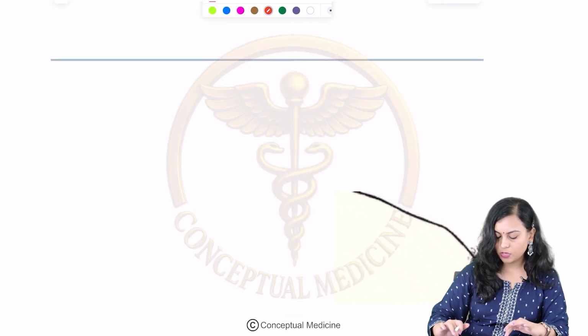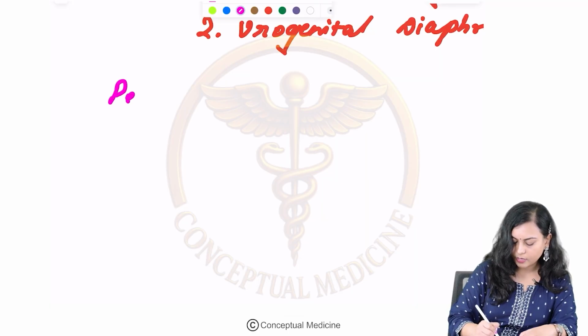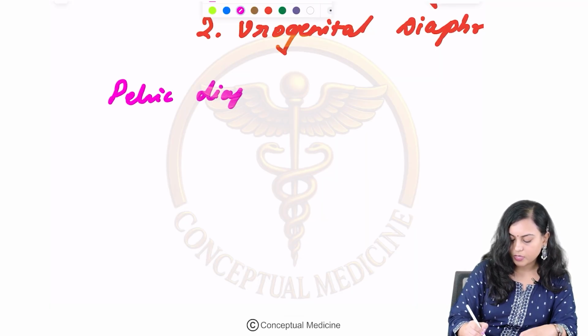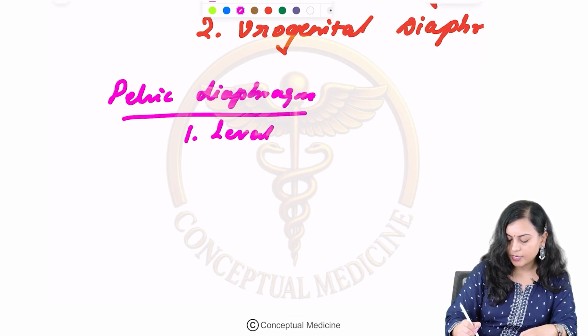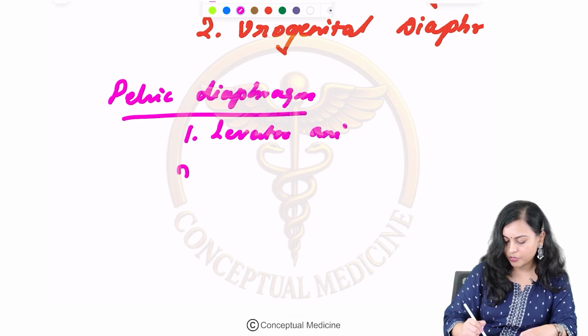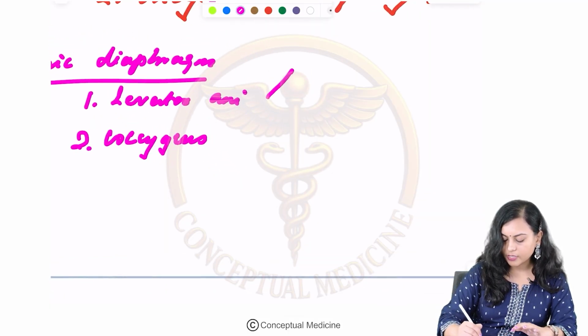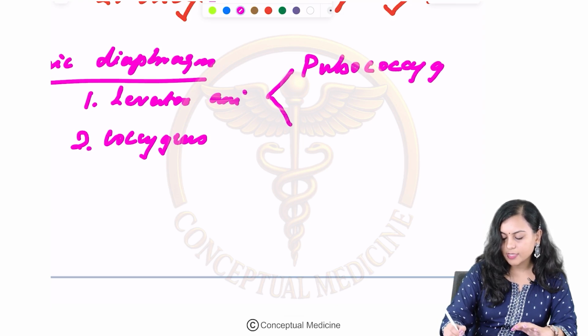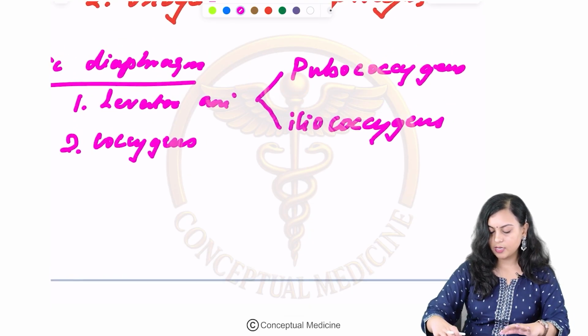Okay, so now what are the muscles forming the pelvic diaphragm? It is formed by number one, levator ani muscle, and number two is coccygeus muscle. Levator ani muscle consists of two parts, namely the pubococcygeus and iliococcygeus. Remember, there is no ischiococcygeus. Okay.